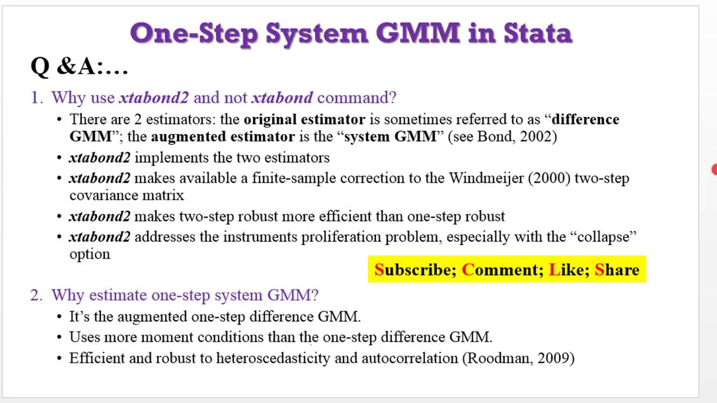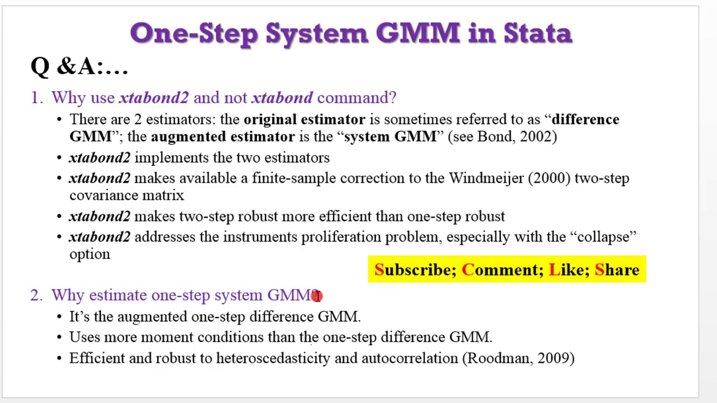So why use xtabond2 and not the xtabond command? Remember, there are two estimators. The original estimator is often referred to as the difference GMM, while the augmented estimator is known as the system GMM. xtabond2 implements both estimators. It also makes available a finite sample correction to the Windmeijer 2000 two-step covariance matrix. xtabond2 makes two-step robust more efficient than one-step robust. It also addresses the instrument proliferation problem, especially when you use it with the collapse option.